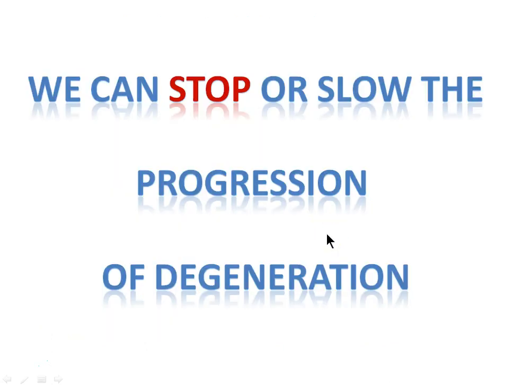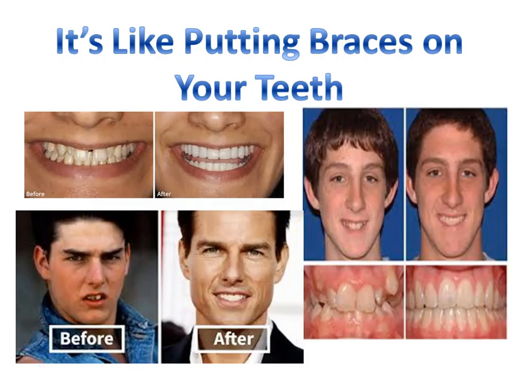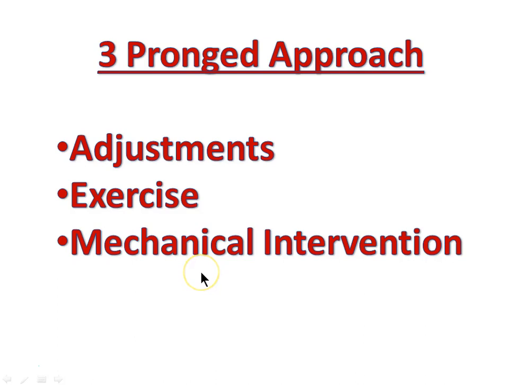So the good news is we can stop or slow the progression of the degenerative process, but it's a lot like putting braces on a kid's teeth. You put braces on teeth and you exert force over time, and even with big gaps or crooked teeth, over time we see correction. Do you recognize this fella here? He looks kind of goofy in that one. But anyway, we have a three-pronged approach to our corrections. They consist of the adjustments, exercises, and mechanical intervention.